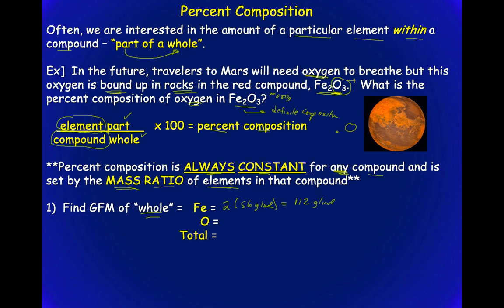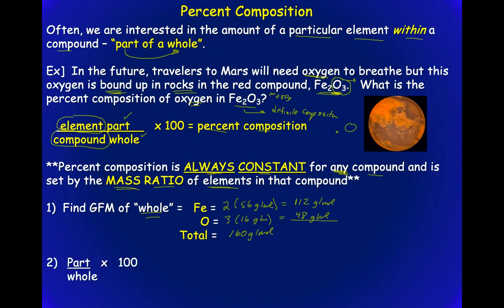Okay, and again, we can make sure we use that in there. Oxygen is 3 of them, and that's times 16 grams per mole, and that would be equal to 48 grams per mole. And together, if you add everybody together, you would get a grand total of 160 grams per mole. So there is your whole. That's your whole, that's your denominator of this. And next, we're going to do the part over a whole.